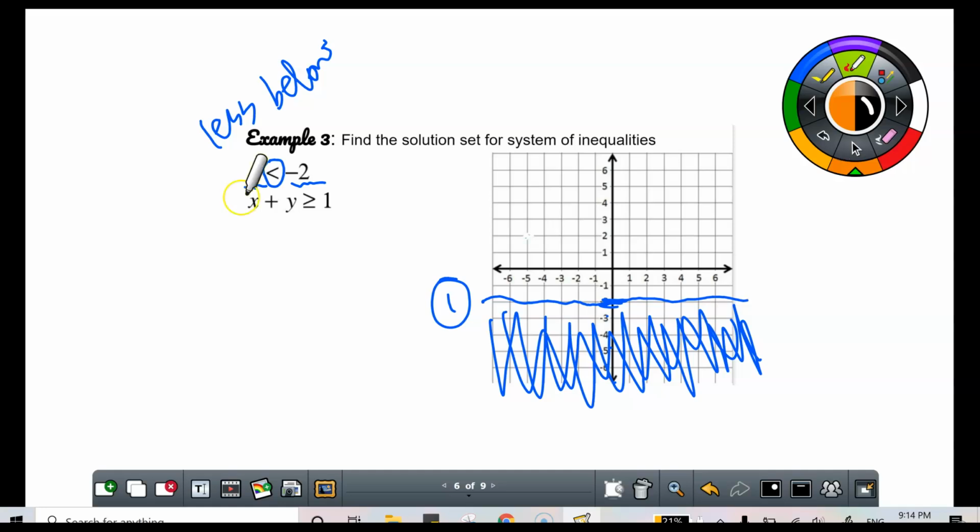For the second one, you need to write it into the standard way. So you want y to be by itself. You just need to get rid of the x by subtracting x on both sides. So this is gone, and I have positive y equals -x + 1, because this is +1, so +1, right? And you have the standard second inequality.